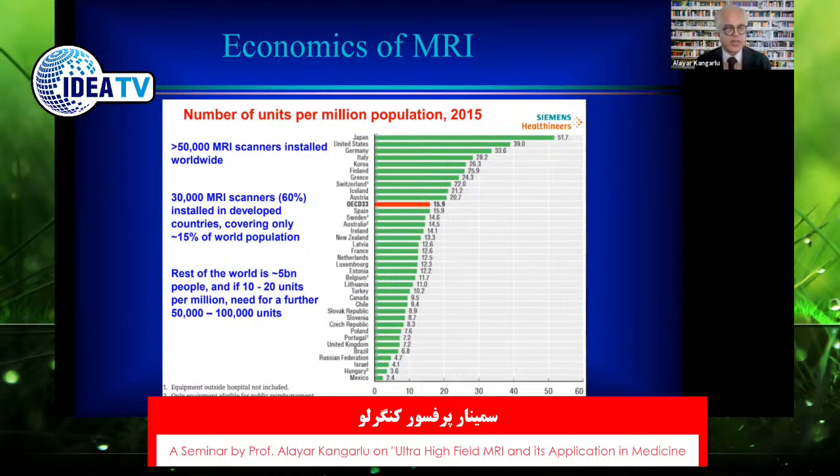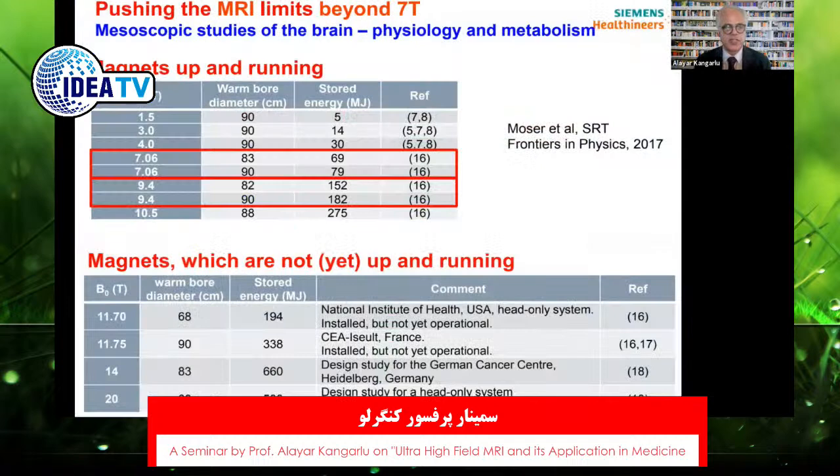As I said, there are 30,000 MRI scanners installed in the developed countries. Although the countries labeled as economically advanced and developed constitute only 15% of the world population, they hold 60% of all the MRI scanners. And the rest of the world, which is about 5 billion people, have only about 40% of all the MRI scanners.